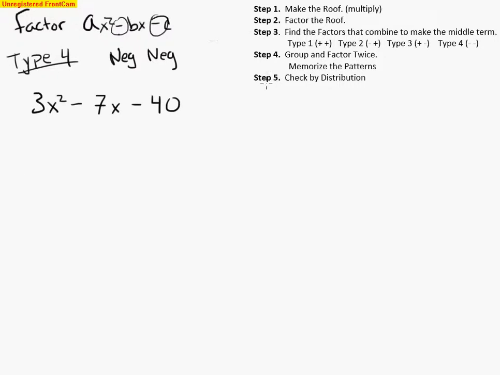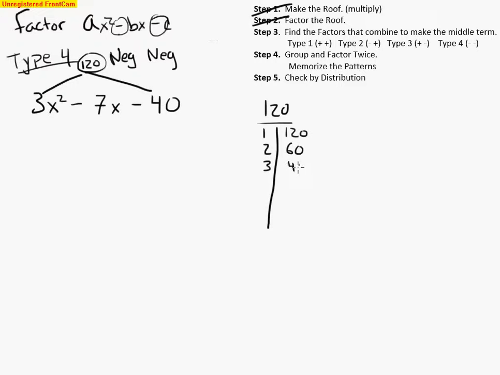I'm going to go through my same steps every time. Step 1, make a roof. So now 3 times 40 is going to be 120. So now step 2, factor said roof. 120, go ahead, factor it. This one's not so bad. I actually did this one in my head. Instead of using the internet, I have 120: 2 and 60, 3 and 40, 4 and 30, 5 and 24, 6 and 20, and 8 and 15. So we're done factoring.